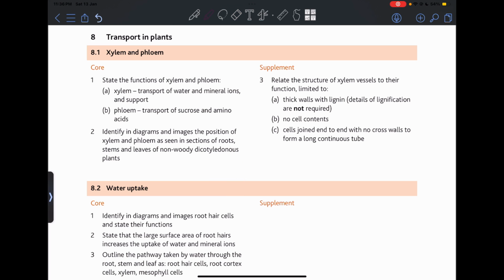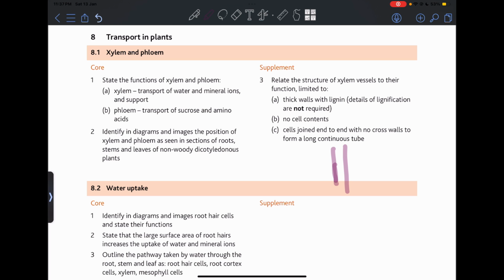So you have to, of course, look at images and diagrams for this one. Now, for extended students, they have to relate the structure of the xylem vessels to their function, limited to thick walls with lignin. Basically, you have to know the different parts of the xylem vessel, and you also have to know their functions. Thick walls with lignin are basically for preventing the xylem from bending over.